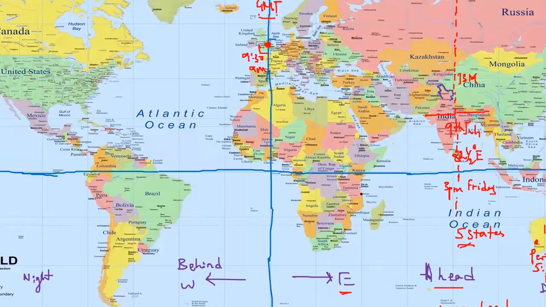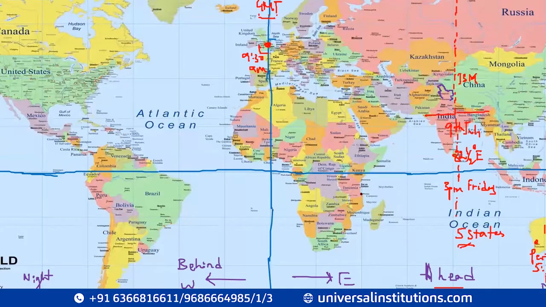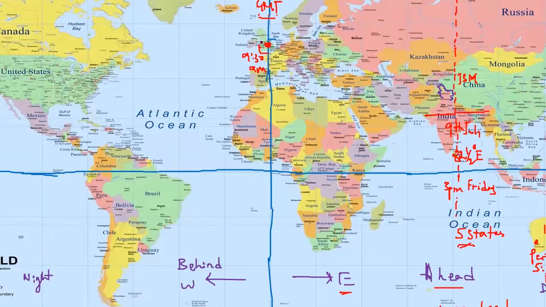Correct? How many of you got the example, please? Because they're all in different time zones. Very nice. We got the perfect time to do the class. So this is how you calculate time. Very easy, right? If you know how to calculate this, we can easily discuss many questions on this.